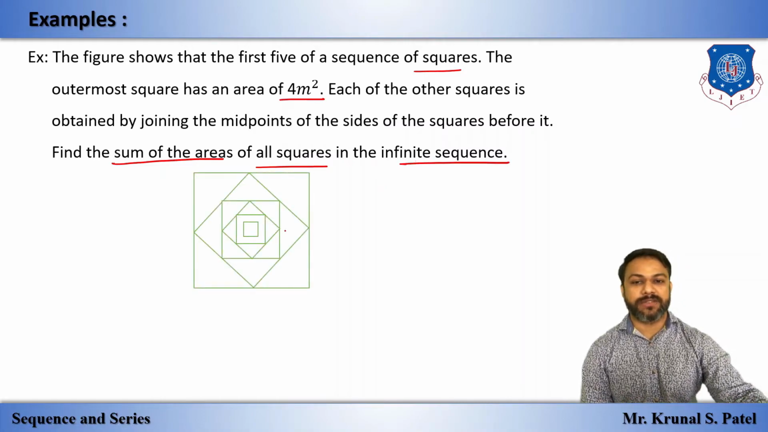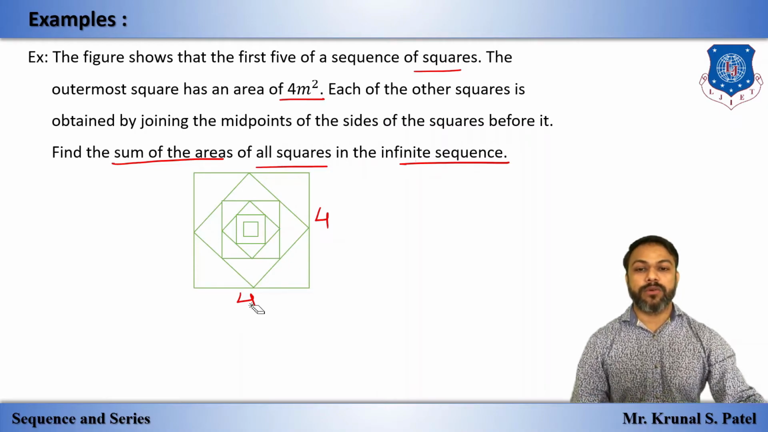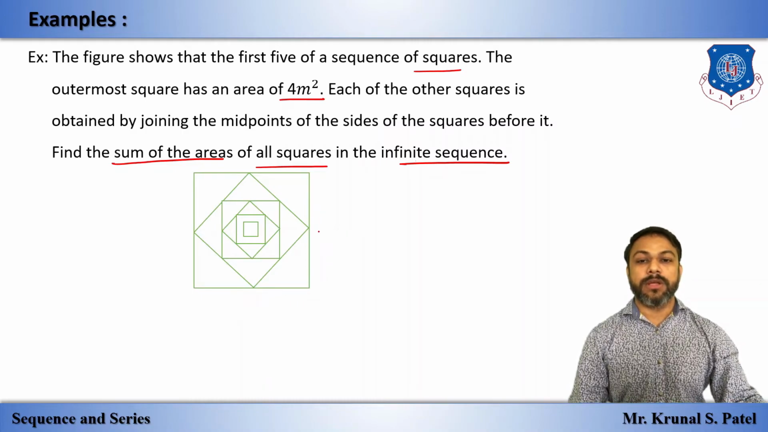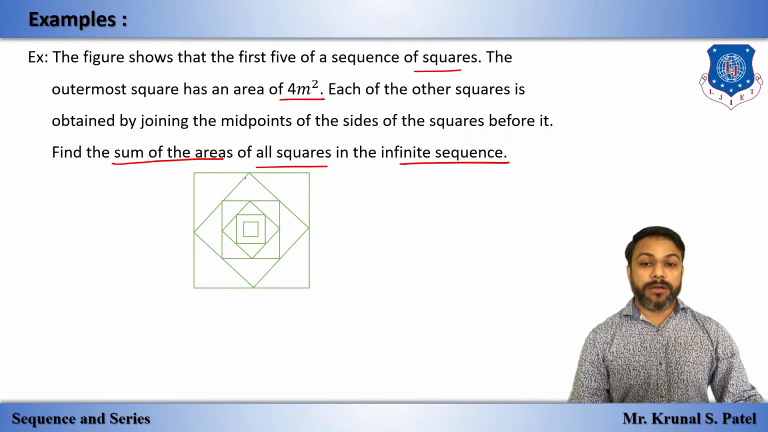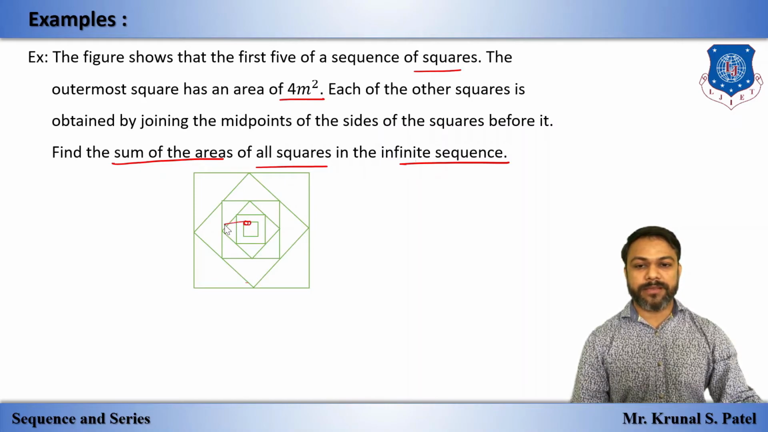Okay, so this is the figure. This is a square of side 2, so we know the area is 4 meter squared. Okay, now 4 meter squared means 2 by 2. Now by joining the midpoints of this, again we have one. By joining the midpoints of this, again we have one.